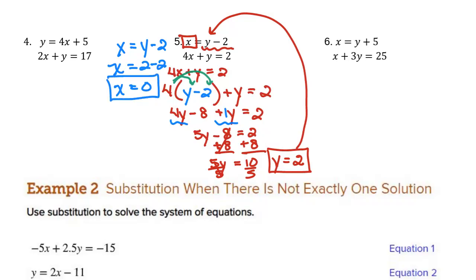So final answer. What would my final answer be? Crystal? If I have x equals 0 and y equals 2, what would my final answer be? I have to put them together as an ordered pair. So that's going to be 0, 2. 0, comma 2. Again, make sure it's in parentheses. Everybody knows it's an ordered pair then. Okay?